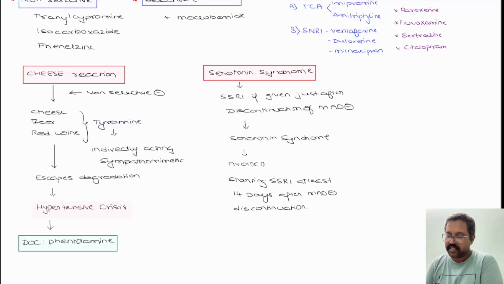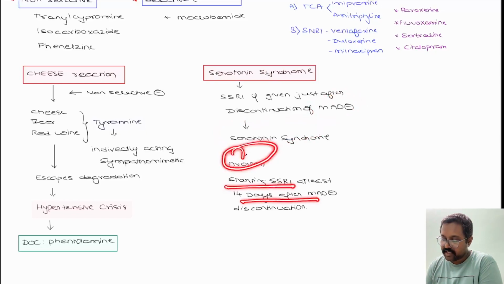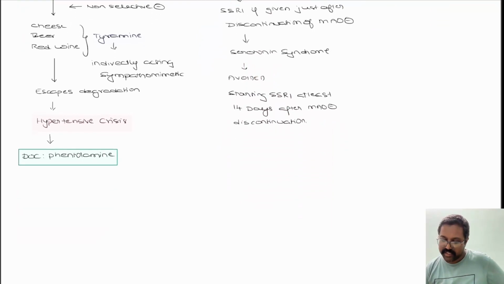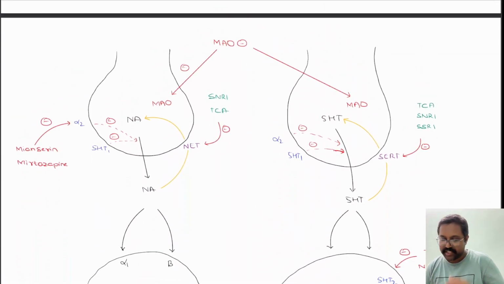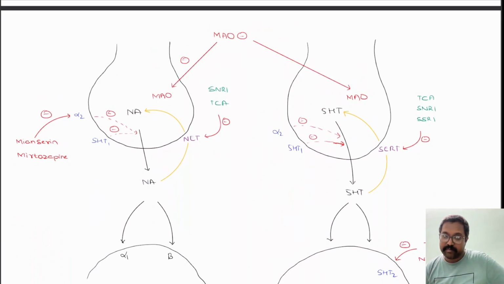So when do you expect serotonin syndrome? Serotonin syndrome will occur if you give a selective serotonin reuptake inhibitor just after discontinuation of an MAO inhibitor. It can cause serotonin syndrome. So to avoid this, always start an SSRI at least 14 days after MAO inhibitor discontinuation. Is that clear? Okay.